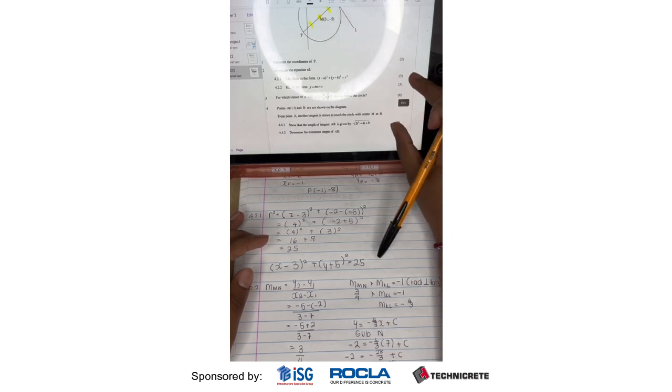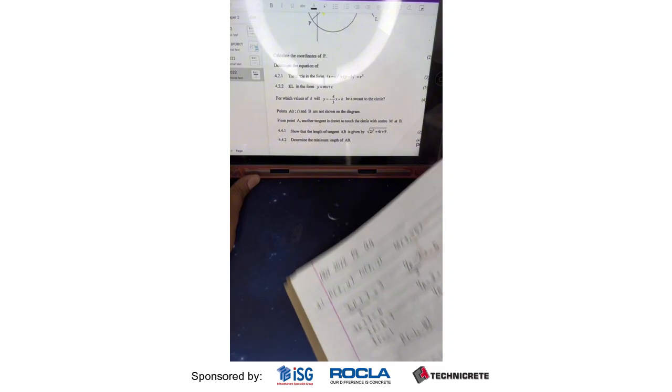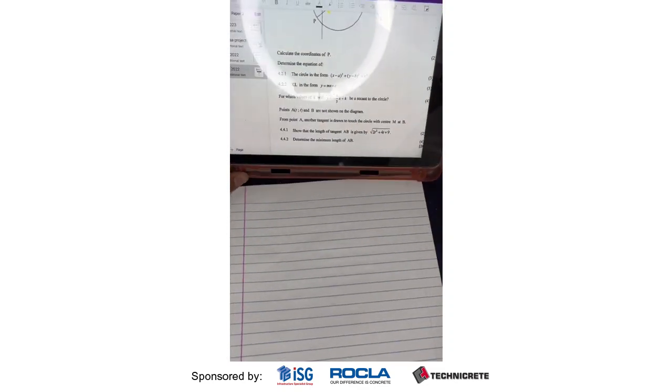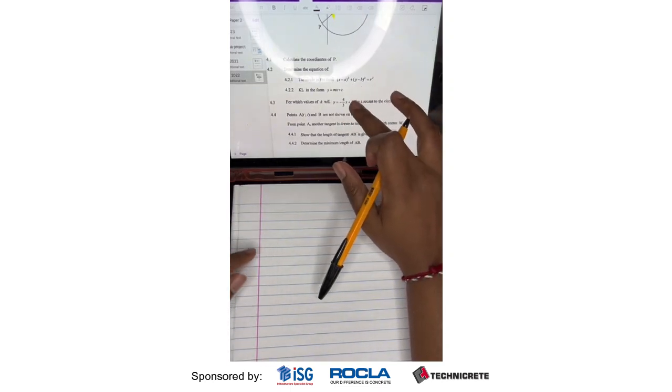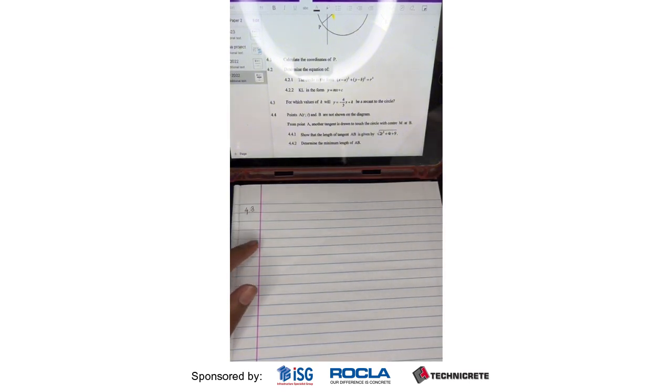Now, let's look at the next question. The next question says, for which values of k will y is equal to negative 4 over 3 x plus k be a secant to the circle? So it's important that you know what a secant is to a circle. And I'm going to draw it now so that you can see it and visualize the different parts of the circle, just so that we can revise this.